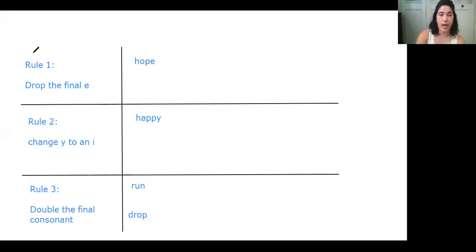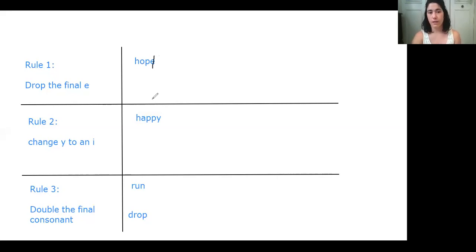So I'm going to share my screen and we're going to go over the rules for when we change our base word to add these suffix endings. You're going to see on my screen that we have rule number 1, where we drop the final E. That means if our base word, like in this word hope, ends with an E, we're going to drop it when we add our suffix.